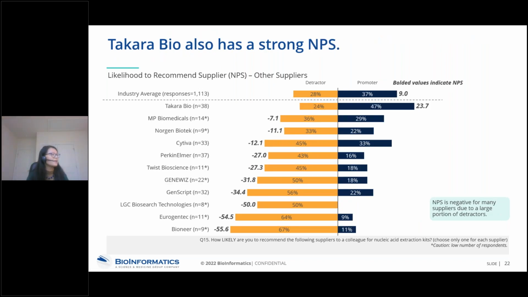Looking at the other suppliers, Decode Bio also has a strong NPS score of 23.7, but many of these other suppliers within this space do have negative scores due to the large portion of detractors. We do want to mention that the usage for some of these suppliers is on the lower end, so we would recommend interpreting these results with caution when sample sizes are below 30.